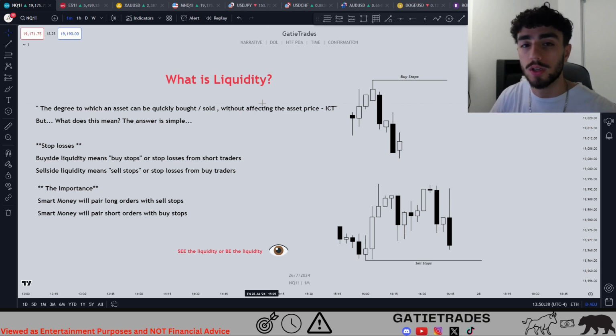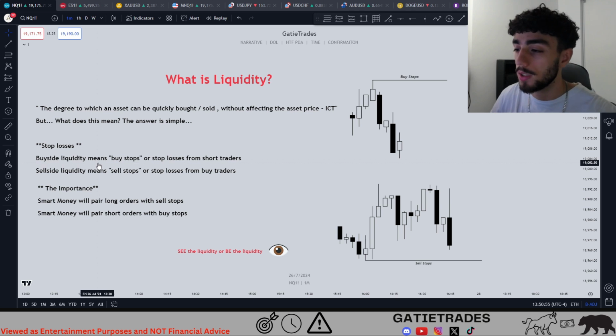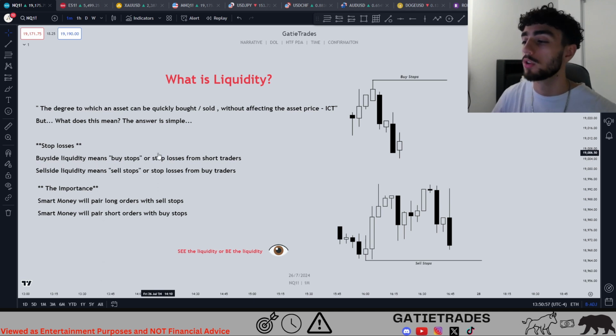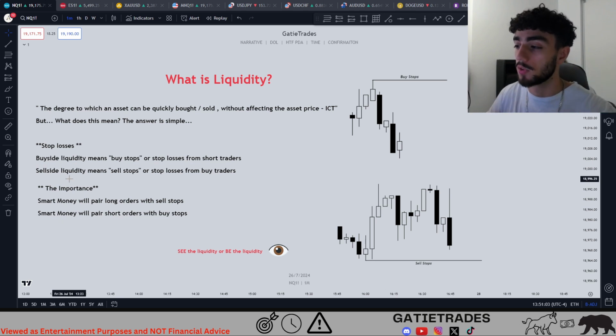The basis of liquidity is stop losses, right? Now, there are other forms such as limit orders and traps. However, the main focus of this video is going to be stop losses. So you guys all know what stop losses are. Buy side liquidity means buy stops or stop losses from short traders. Sell side liquidity means sell stops or stop losses from buy traders.